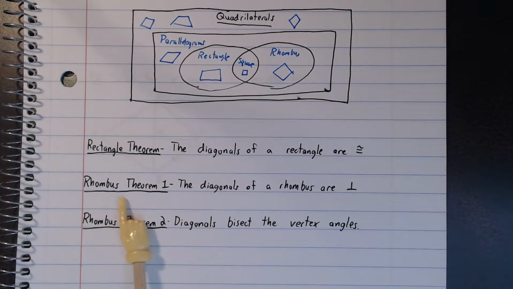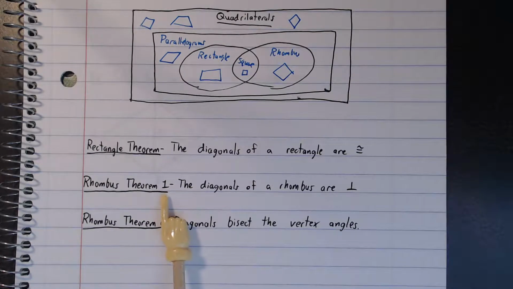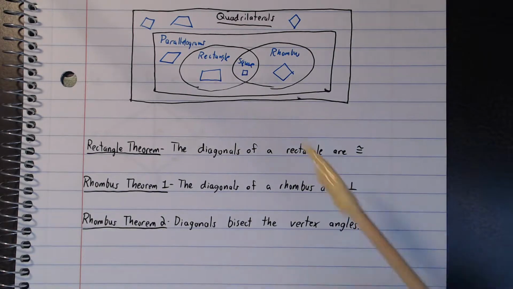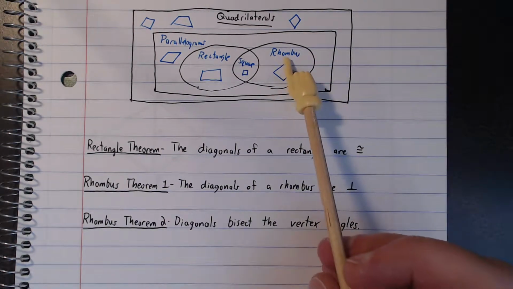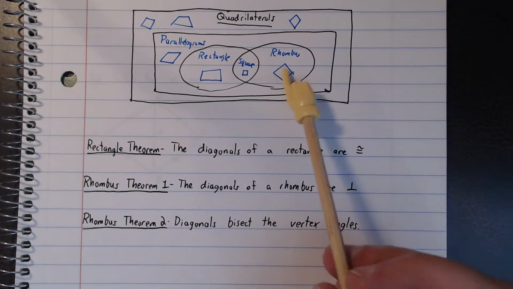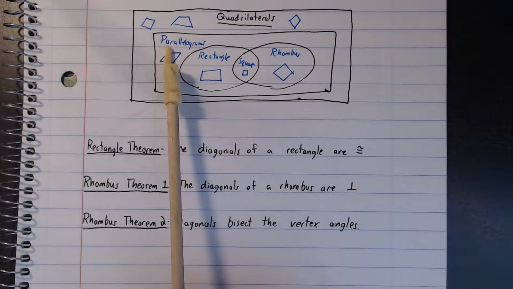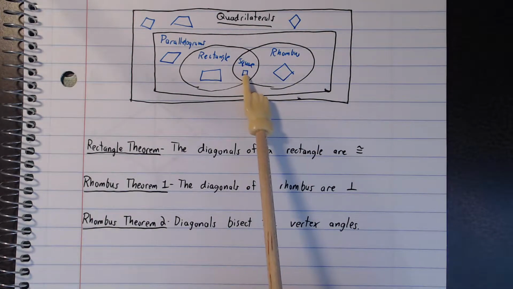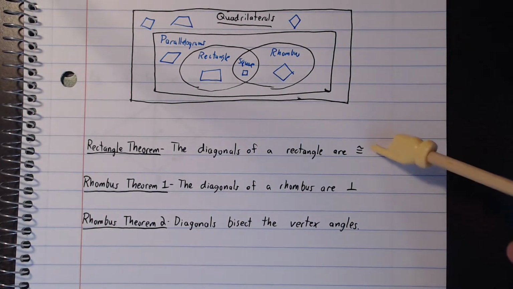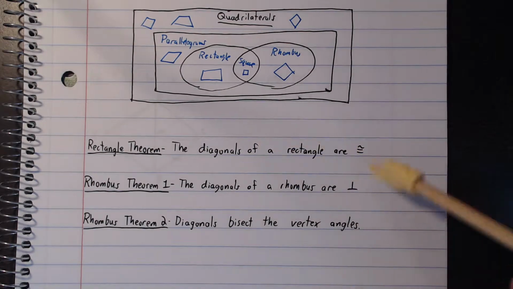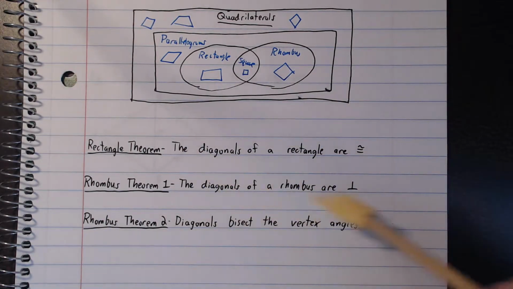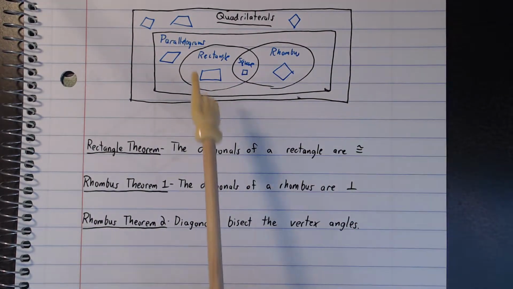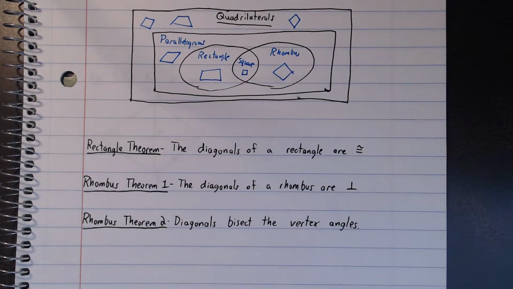Then we have rhombus theorem number 1, which talks about diagonals again. It says the diagonals of a rhombus are perpendicular. So we look at the diagonals, they're going to cross at a 90. That is not true for all parallelograms. It's not true for a rectangle. However, it's going to be true for a square. So a square gets both of these so far, right? Congruent diagonals and perpendicular diagonals, because it's kind of like the baby inheriting those traits from mom and dad.